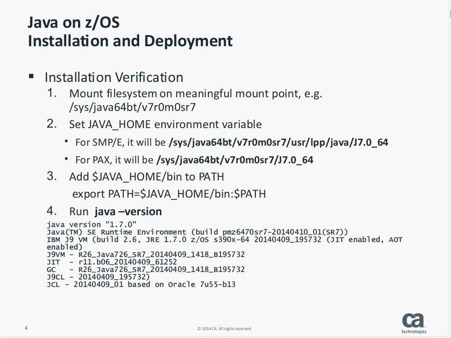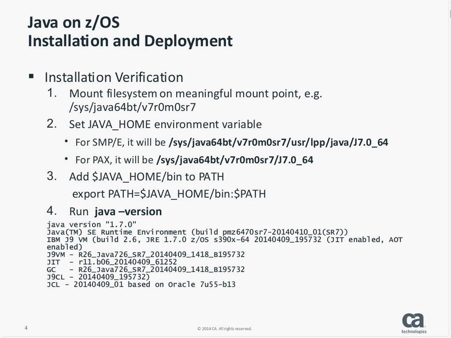Once you have Java installed, you need to mount it on a meaningful file system mount point. There's actually a 31-bit Java and a 64-bit Java, and those are separate installs. I'm going through the 64-bit JDK here. They're pretty much the same in the way they operate. So you mount the file system and set the JAVA_HOME environment variable.